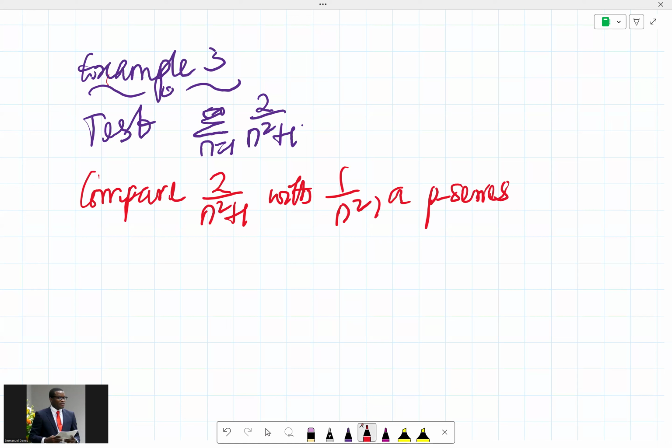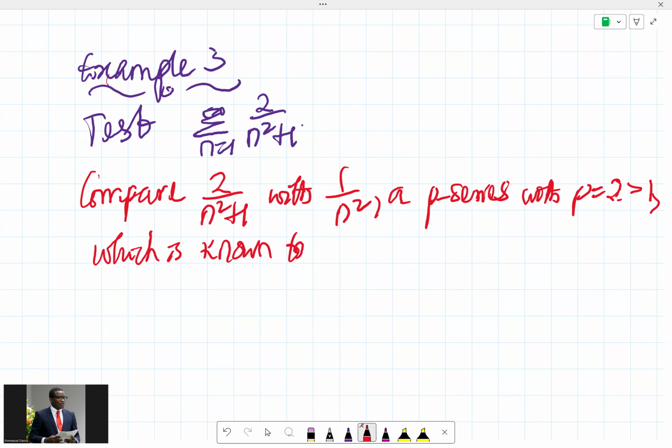Any series that has a power on the n like this is a P series, and it's with P equals 2. And since 2 is greater than 1, it is known to converge.